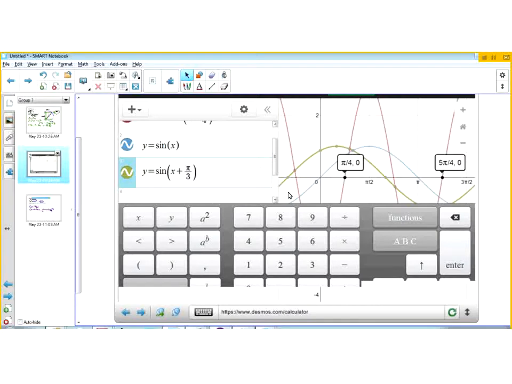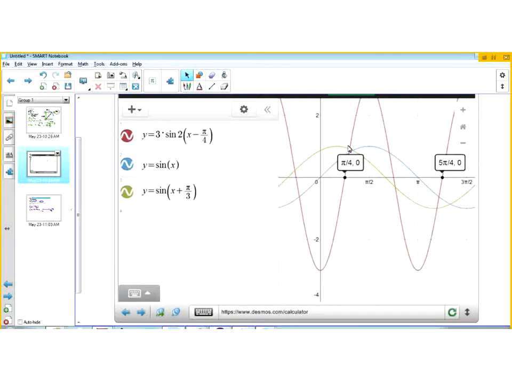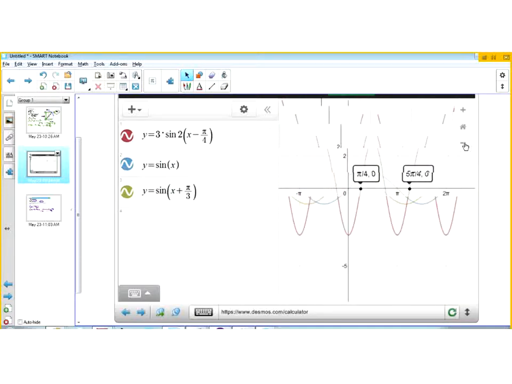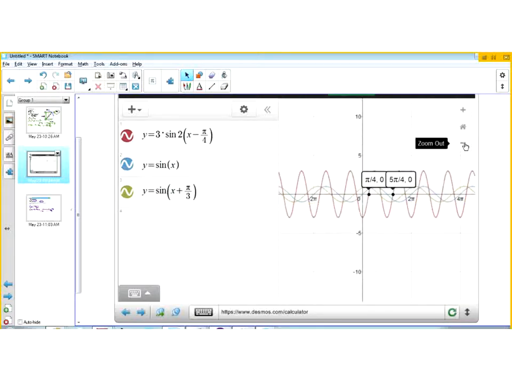So as shown in green, the green curve is now the blue curve shifted to the left pi thirds. So what would be the period of the green curve? All right, so as before, the start of the period would be found by setting x plus pi thirds equal to 0.